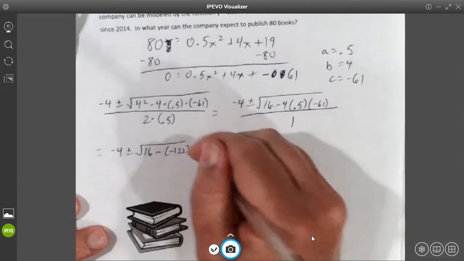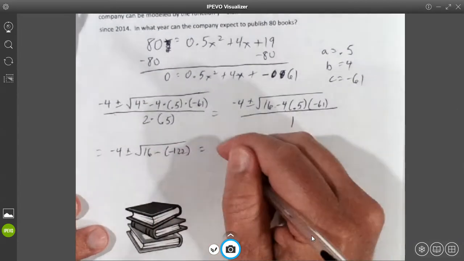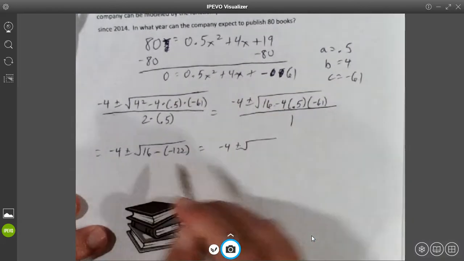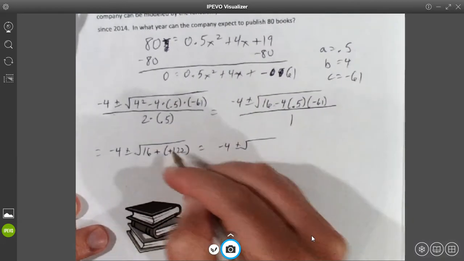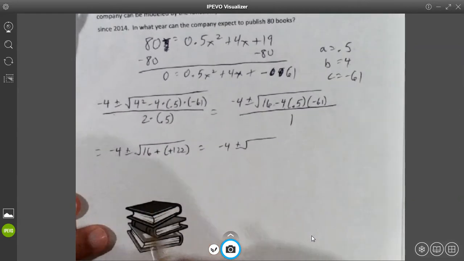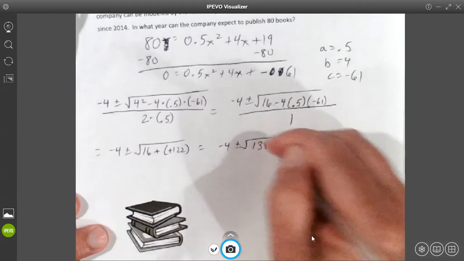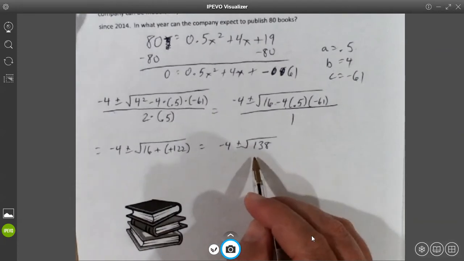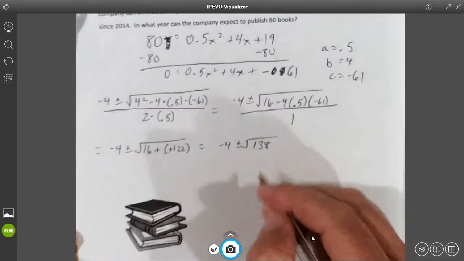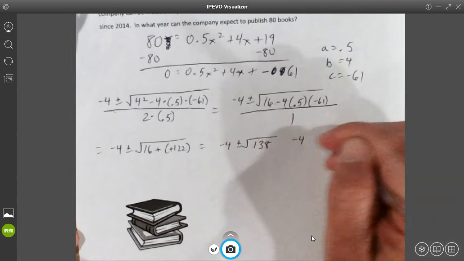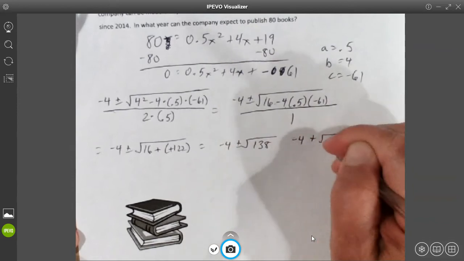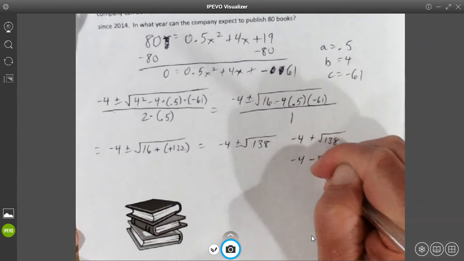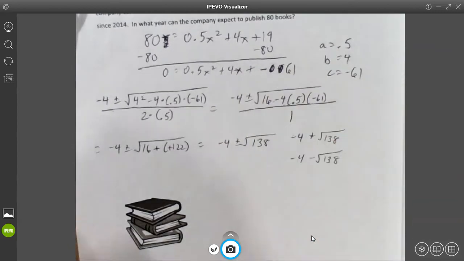All right, so now I want to subtract these. So -4 plus or minus the square root. 16 minus negative 122 would be 16 plus 122. That's 138. And again, that's divided by 1. Square root of 138, I think we're going to get an irrational answer. So I'm going to get two answers. I'm going to get -4 plus the square root of 138. And I'm going to get -4 minus the square root of 138.